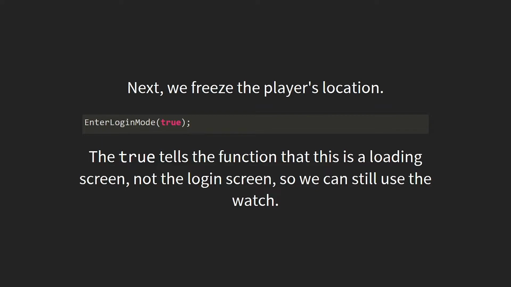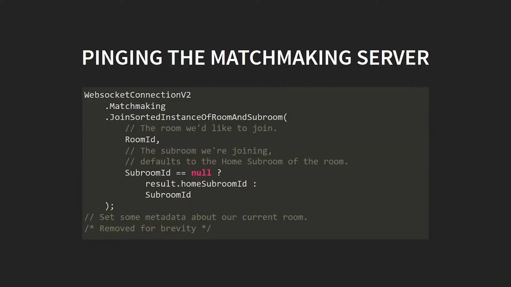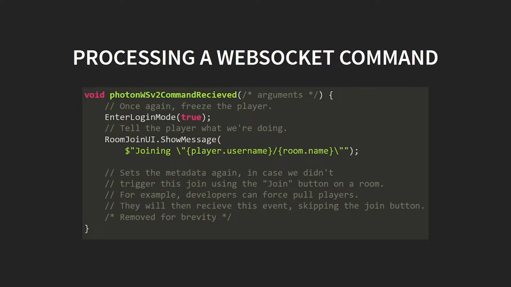Next, we freeze the player's location. The true tells the function that this is a loading screen, not the login screen, so we can still use the watch. After that, we fade to black and begin the process of actually joining the room. Once the server receives our matchmaking request, it will send us a message to join a certain Photon room. From there, we can call the Photon WSV2 command received function, which sets off the chain of events that actually take us into the room.